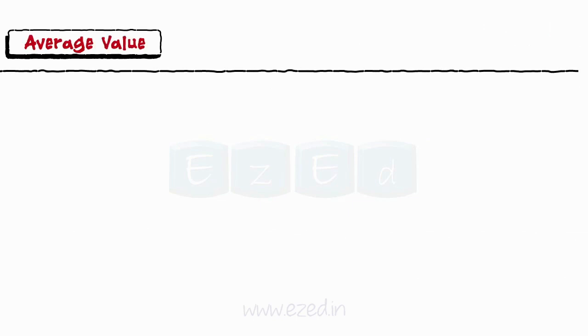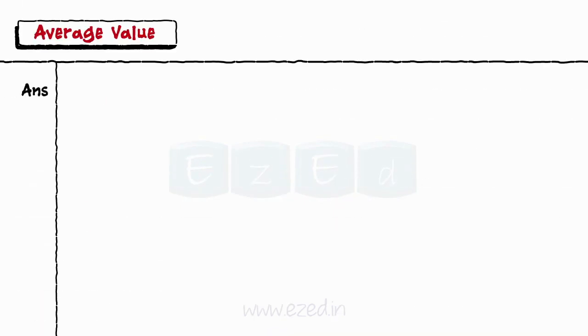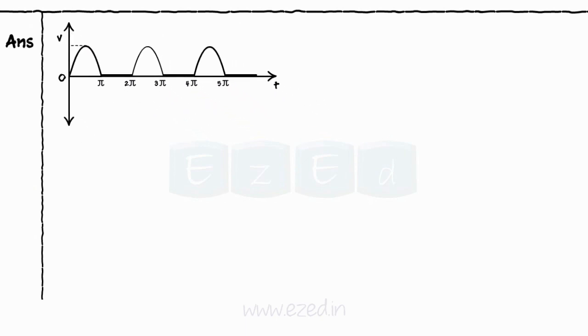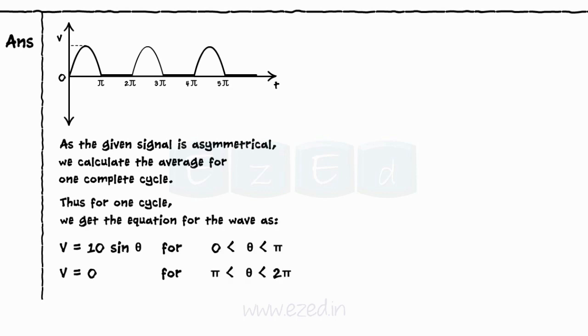Let's take an example. Find the average value of the asymmetrical signal shown. From the diagram, the signal can be represented as V equals 10 sine theta for theta between 0 to pi, and V equals 0 for the interval pi to 2 pi.